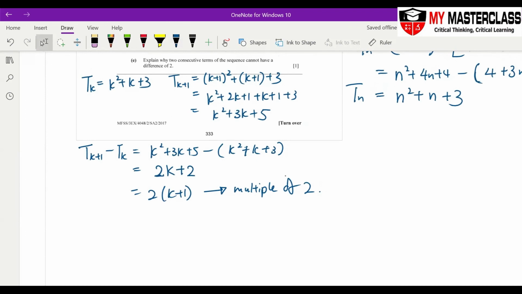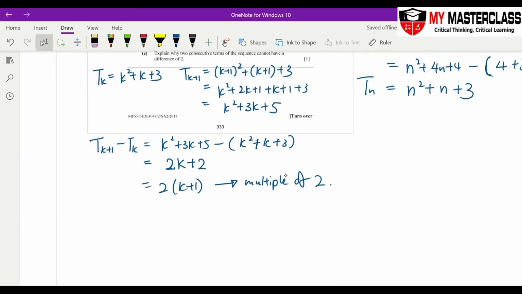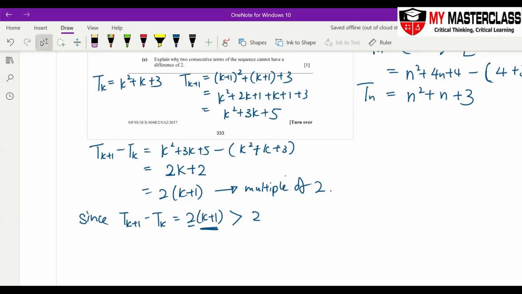Explain why the consecutive terms cannot have a difference of 2. Right now, since t(k+1) minus tk equals 2 times (k plus 1), this will always be greater than 2. If you put any positive number inside, you put 1 inside because it cannot be t0. It will always be greater than 2 for k bigger than or equal to 1. You cannot have 0 because you cannot have t0.